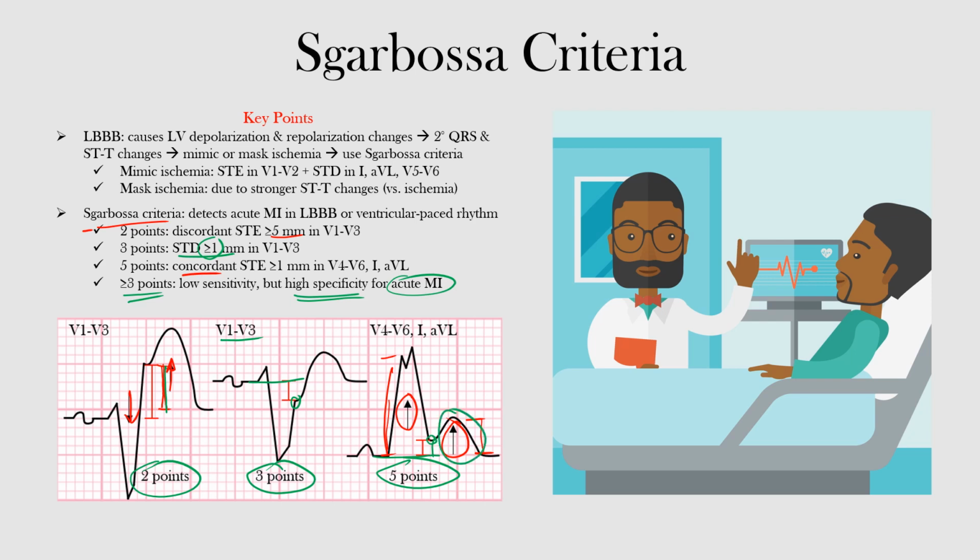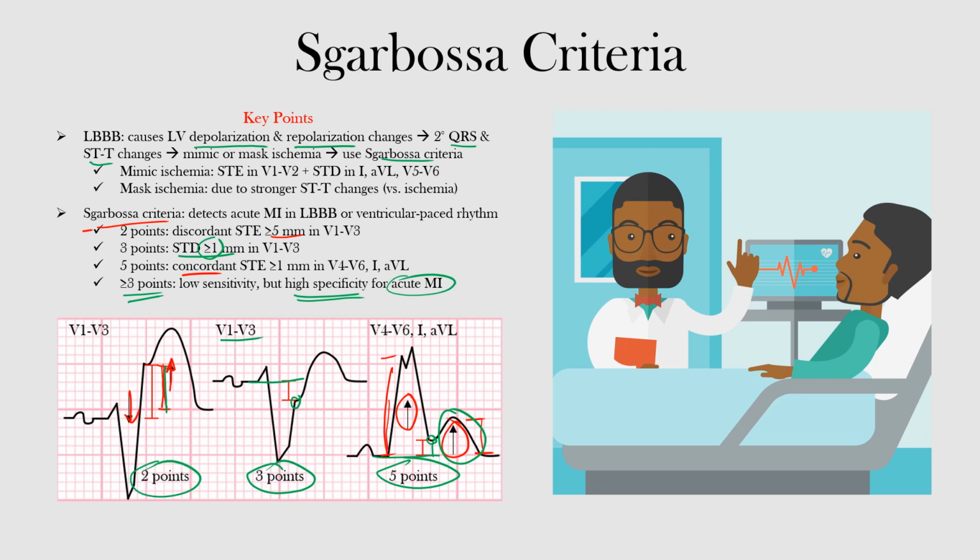So let's review what we discussed before we end. Remember, left bundle branch block causes abnormal left ventricular depolarization and repolarization, so we get these QRS changes and the STT changes that can mimic or mask ischemia. So we said we should use this Sgarbossa criteria to overcome that. And that Sgarbossa criteria says that we can detect acute MI in left bundle branch block or a ventricular paced rhythm if we have at least 3 points present. So there's 2 points if you have discordant ST elevation of 5 millimeters or greater in V1 through V3.